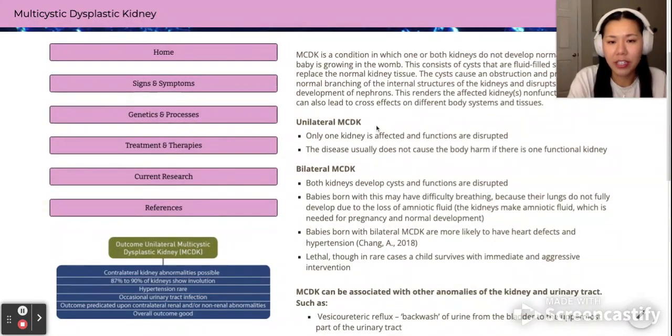And over here, distinguishing again between unilateral and bilateral. In unilateral, only one kidney is affected and its function is disrupted, but often because the other kidney compensates for the non-functional kidney, it does not cause bodily harm. But in bilateral, when both kidneys are affected, babies are often born with lung or heart defects if they do make it to term.